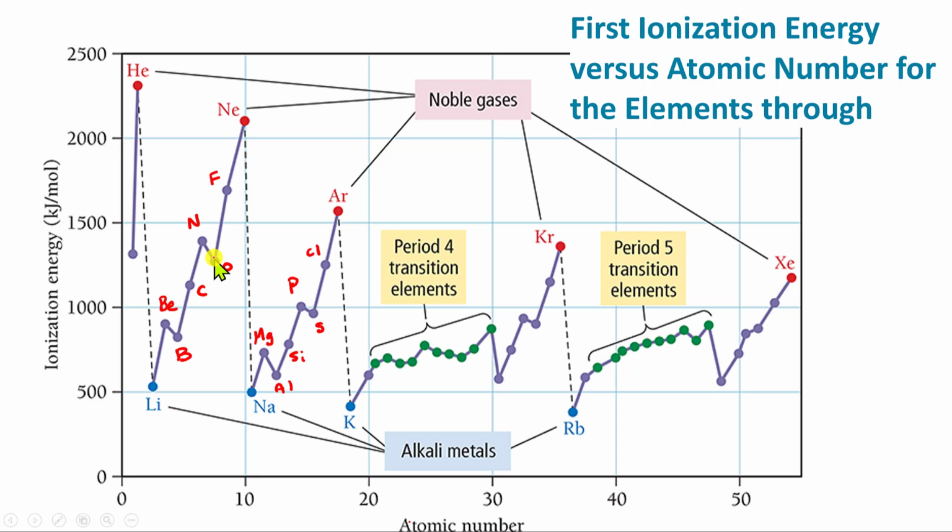Now the trend still goes from oxygen to fluorine to neon, because effective nuclear charge is still going up. And we see the same thing in phosphorus and sulfur, and we see the same thing in the fourth and the fifth periods of the periodic table.